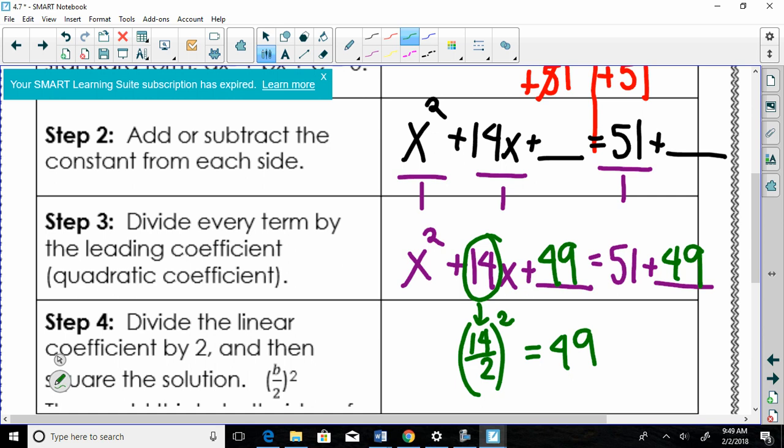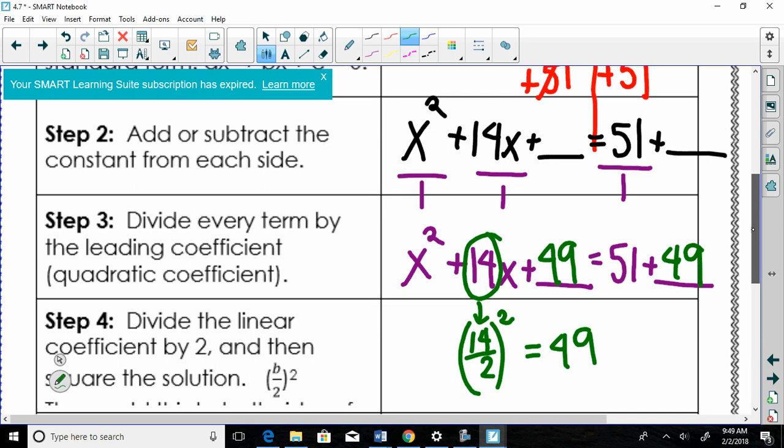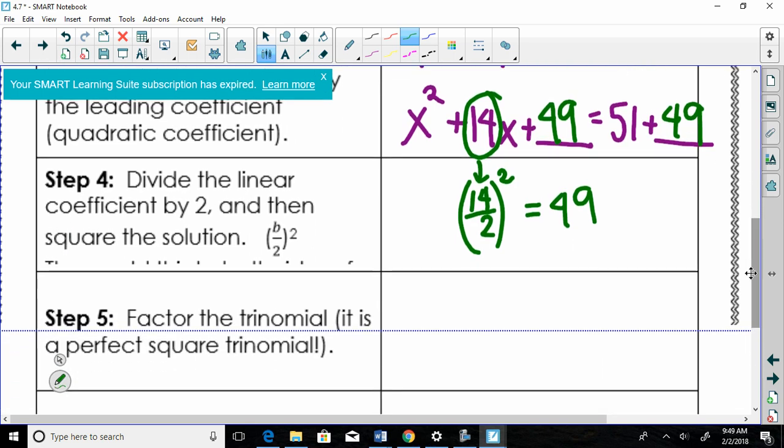Let's make sure your paper's open. Next thing we do is we factor the trinomial. You can either do it how you've been doing it on the bell ringer, or what was the trick we learned during our bell ringers? X, and since that's a plus, what goes right here? Plus. And what is the square root of 49?